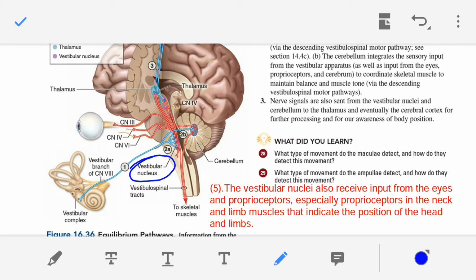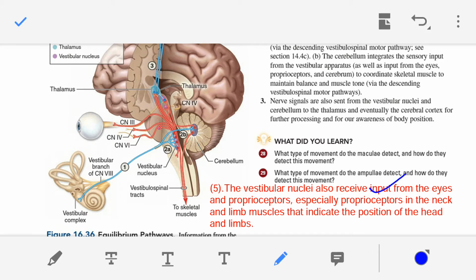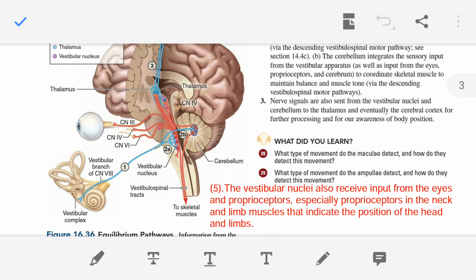The vestibular nuclei receive input from the eye and the proprioceptors in the neck and limb muscles, and this indicates the position of the head and limbs. So the vestibular nuclei understand the position of the head and limbs: where our head is present, in which direction, and where our limbs are present. The vestibular nucleus knows that. Now we are moving forward.